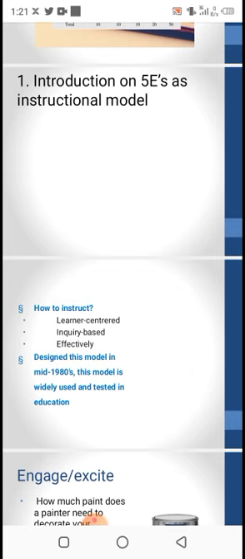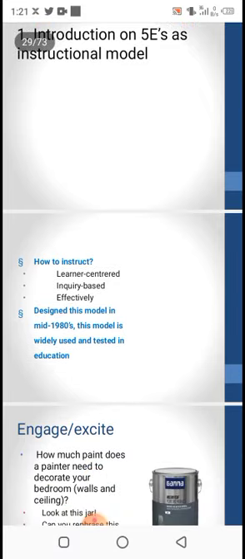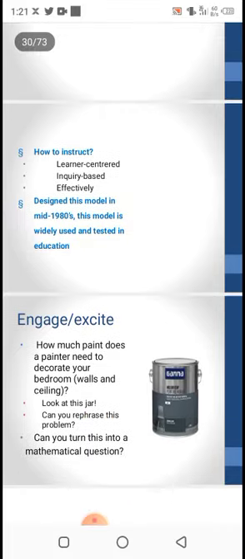How to instruct in a learner-centered, inquiry-based way effectively. This model was designed in the mid-1980s. This model is widely used and tested in education.